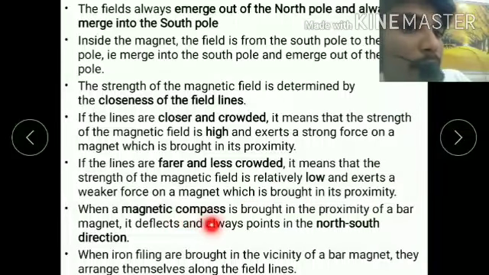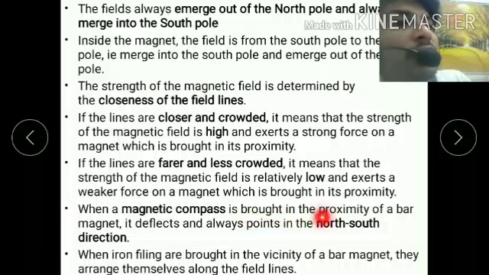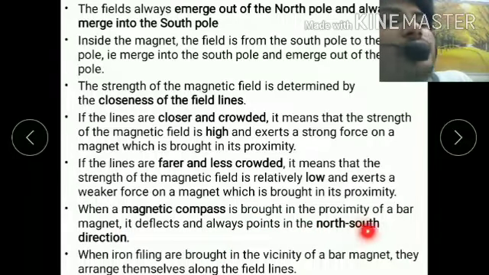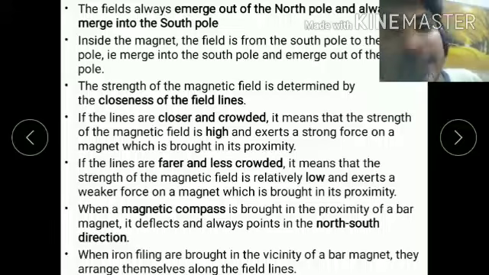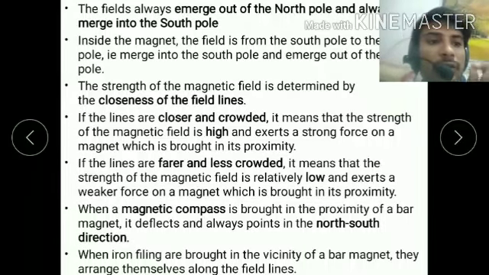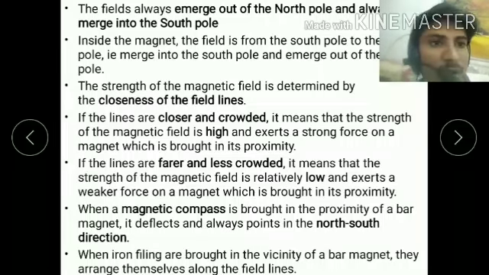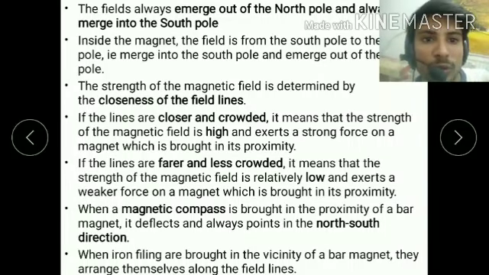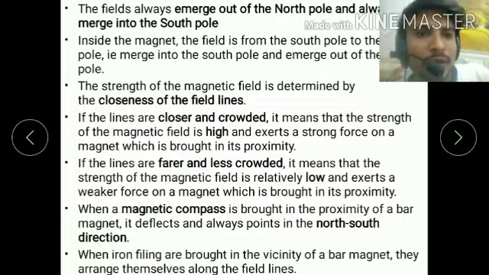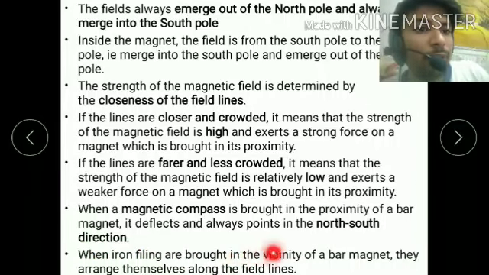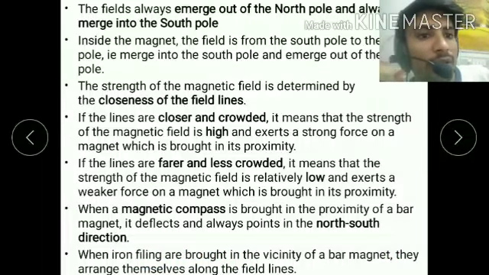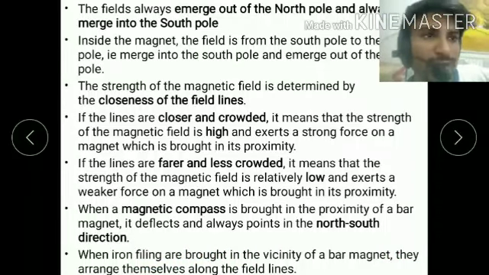When a magnetic compass is brought in the proximity of a bar magnet, it deflects and always points in the north-south direction. When iron filings are brought in the vicinity of the bar magnet, they arrange themselves along the field lines, from north to south pole.